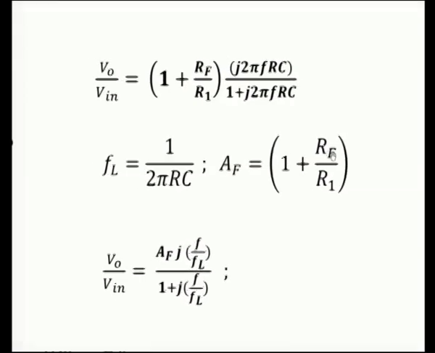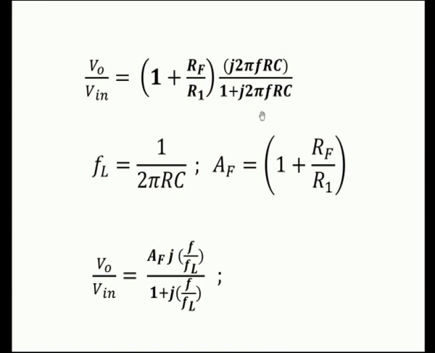From the previous section, the expression that we have got is this. Let us take this as constant, with F L as 1 by 2 pi R C, and we will use this as A F. So, V naught by V in can now be expressed as A F times j F... This entire term, 2 pi R C, is 1 by F L. So, what you have is j F by F L divided by 1 plus j F by F L. In place of 2 pi R C, you can substitute 1 by F L. So, it is A F times j F by F L divided by 1 plus j F by F L. This is the gain as a function of frequency.